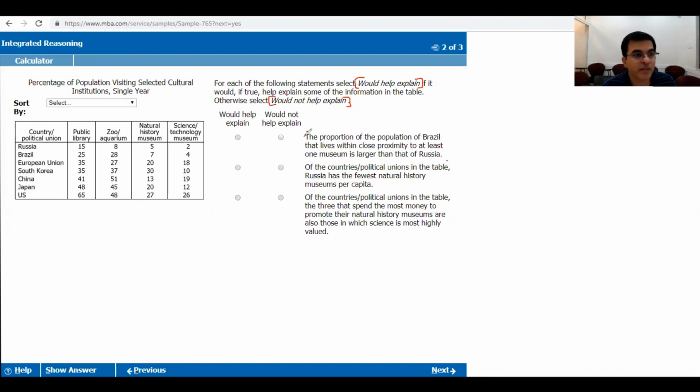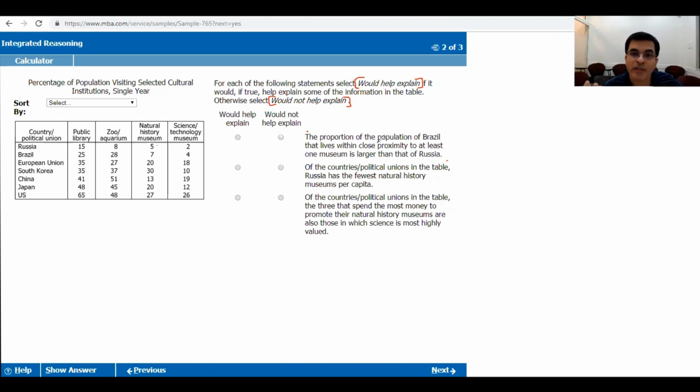Which means, let's take a look at any random data. We are looking at the fact that this 5% for Russia is the lowest for natural history. Now the question is, if this statement is true, does it explain why that data is like that? How come Russia is right at the bottom of the list in terms of percentage? That's the call we are going to take. So we'll treat the statement as a true fact.